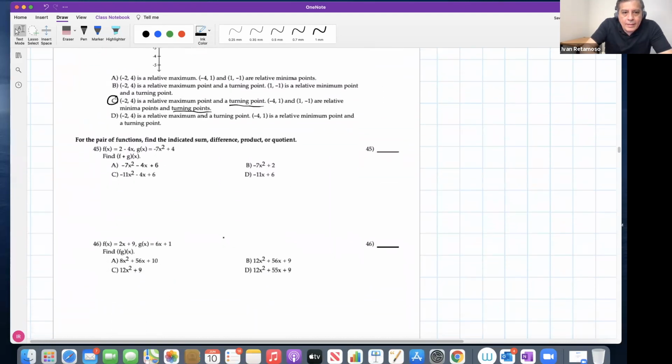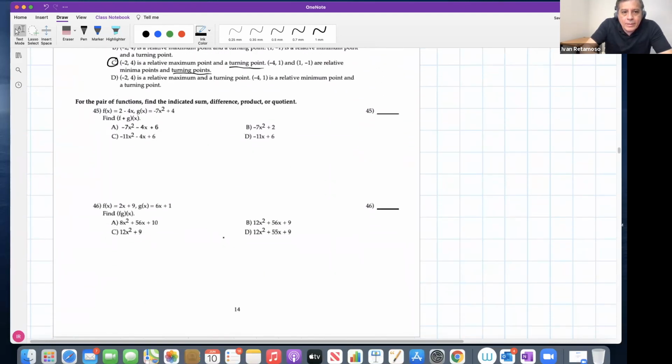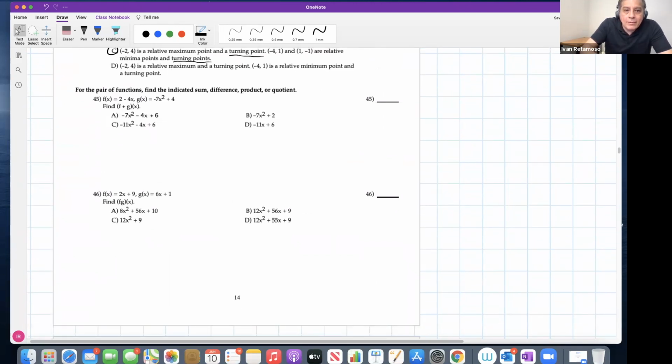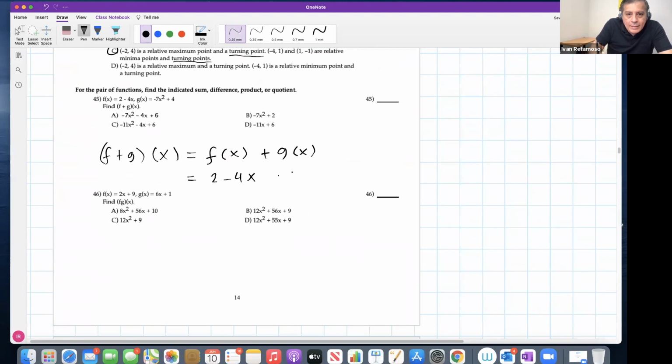Next, we get to this computational part. It says for the pair of functions, find the indicated sum, difference, product, or quotient. They're asking here for the sum. So all you do in order to find the sum of 2 functions is very intuitive, right? You just add the rules, the formulas of the 2 given functions. So just add these as polynomials and you should get your addition function, right?